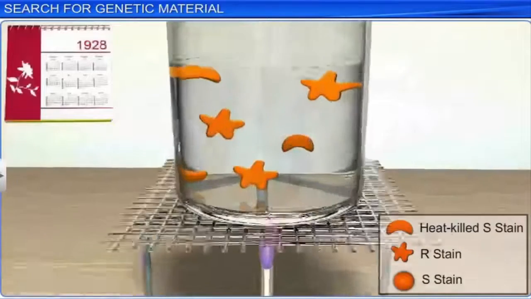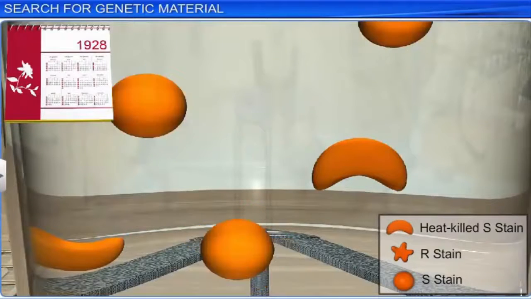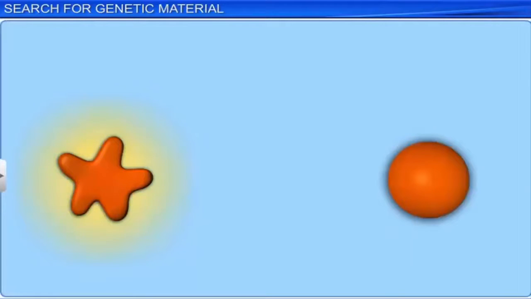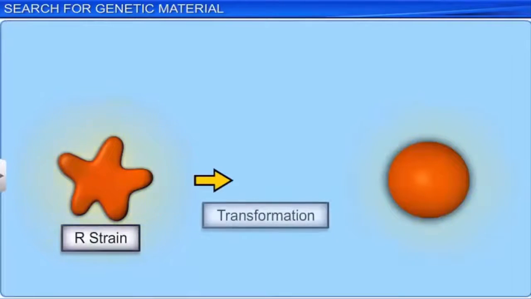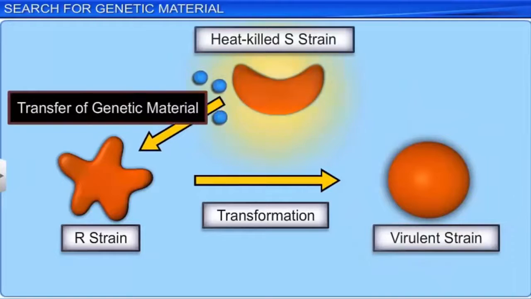So on the basis of this experiment, Frederick concluded that the heat-killed S strain bacteria had somehow transformed the R strain bacteria. He also concluded that the reason why the R strain bacteria produced a smooth polysaccharide coat and became lethal or virulent was because of the transfer of some genetic material from the heat-killed S strain bacteria. However, there was still no means to ascertain or identify the genetic material that was transferred and responsible for the transformation process.